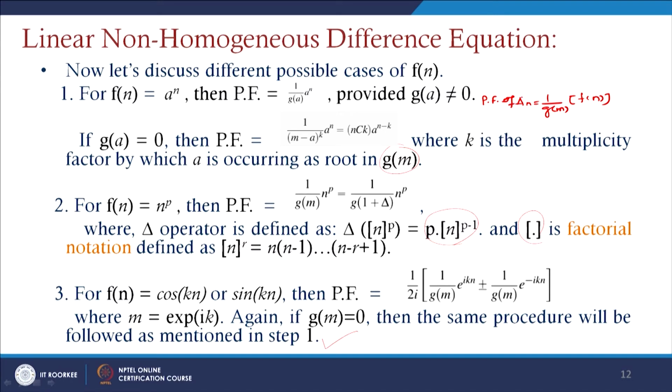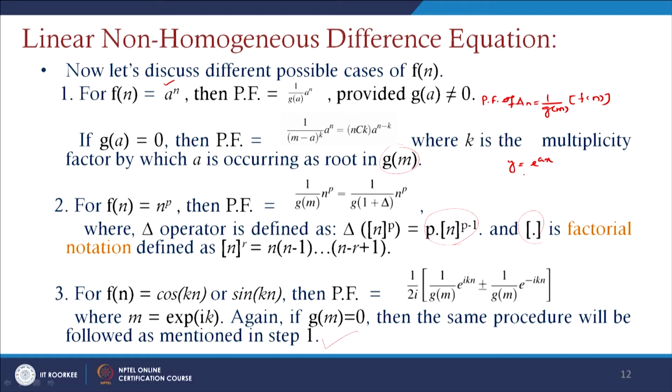So, especially whenever we are operating this 1 by g(m) function on f(n), we will have different conditions here. For the first case, if you choose f(n) equal to a to the power n, then like our continuous case, whenever we are using ordinary differential equations, we assume a generalized solution in the form of y equals e to the power ax, and then we write this particular function.